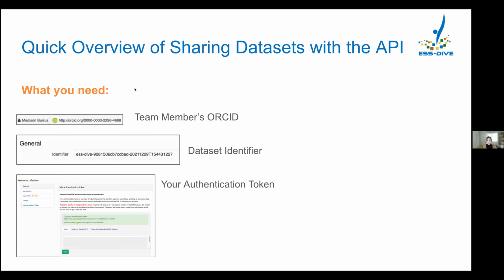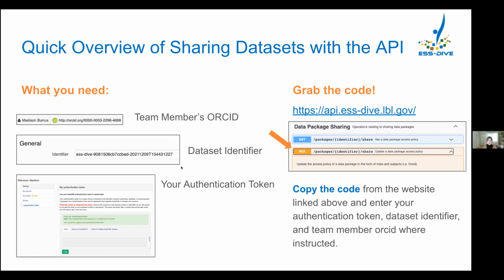Once you know how to submit these requests, it's pretty simple. When you share a data set, all you need is your team member's ORCID. You'll need the dataset identifier, which is available on the dataset landing page. Note that this identifier is a long sequence of numbers. It's not the DOI of the published dataset. When you open your landing page, you'll see that it's the first item under the general section. And finally, you'll need your authentication token, which you'll find under your settings page. Again, you'll see this information repeated in our documentation.